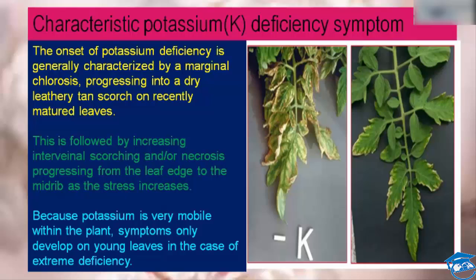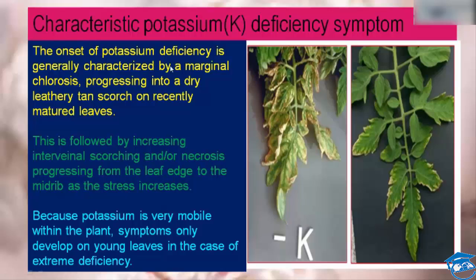Potassium helps to maintain an anion-cation balance in cells and is involved in protein synthesis, opening and closing of stomata, activation of enzymes, and the maintenance of turgidity of cells. It is all maintained by your potassium. So what are the characteristic deficiency symptoms of potassium, students?